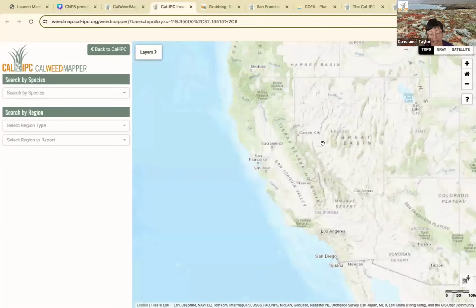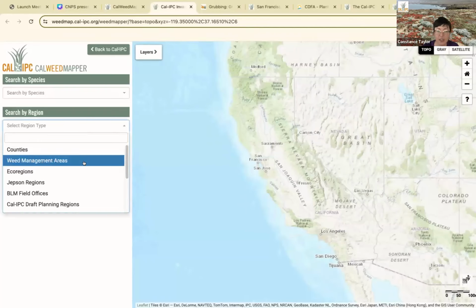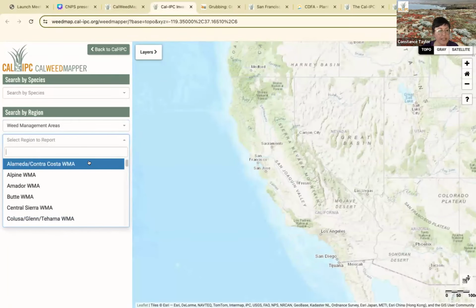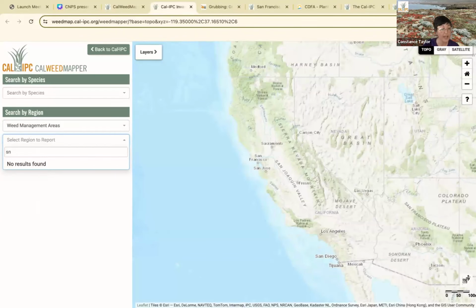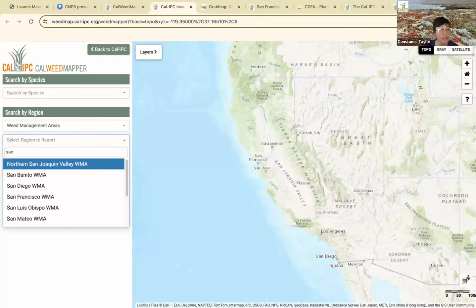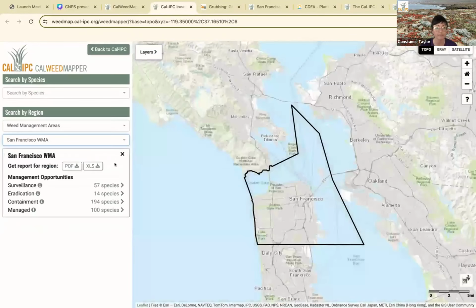This is where you can see plants that have been mapped around the state, and you can filter by region type. You can filter by species. You can filter by a number of different types of things. And all of the records that are in Cal Weed Mapper come from CalFlora, iNat, herbarium records. Those are the three main sources. So let's say, since we've been talking about weed management areas, look at this. Weed management areas, and then we're going to look up San Francisco WMA. Great. So here's the outline of the WMA area.